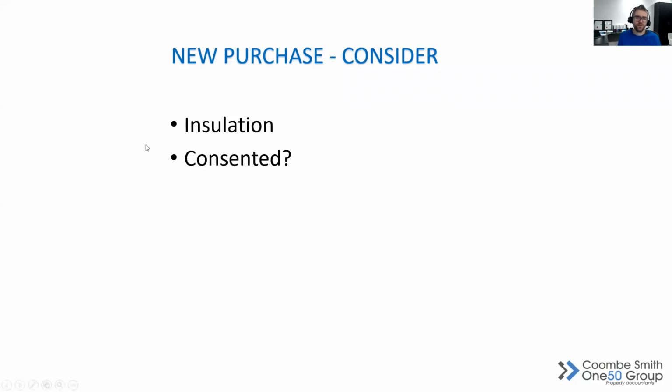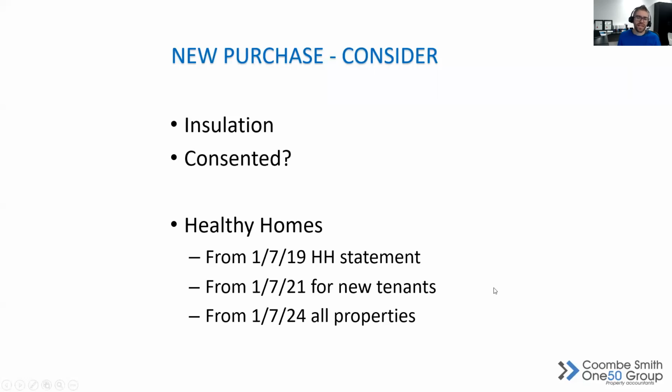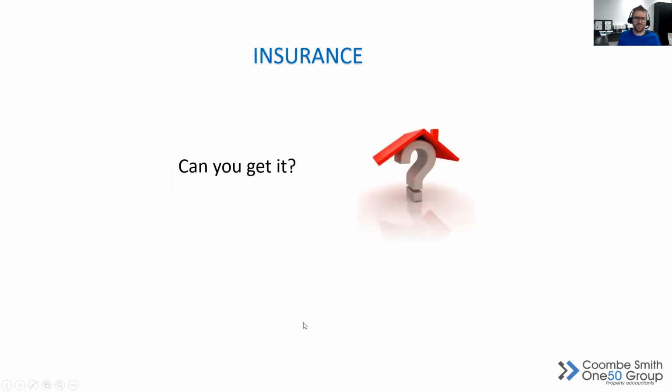So be very careful and make sure you are consented, and just be careful that the healthy homes rules are coming up as well. So that's generally rules around heating, drafts, ventilation, your fans, that sort of thing. And for new tenants, 1st of July 21, all properties 1st of July 24. So just start thinking about that. And at the moment, you're meant to have a statement. I actually think that's been put out to December, but I'm not great on healthy homes.